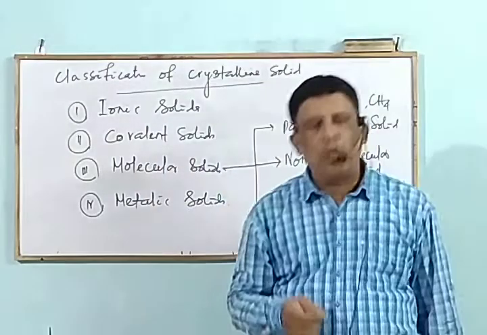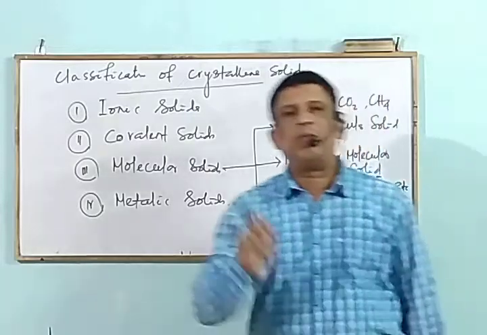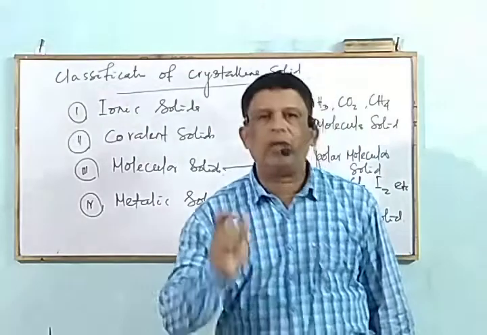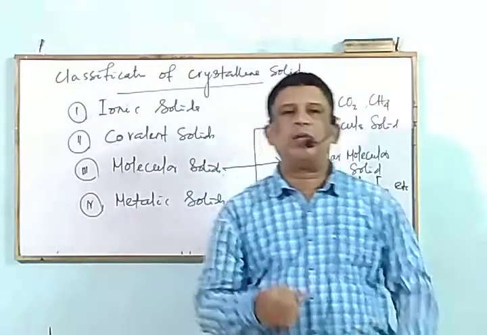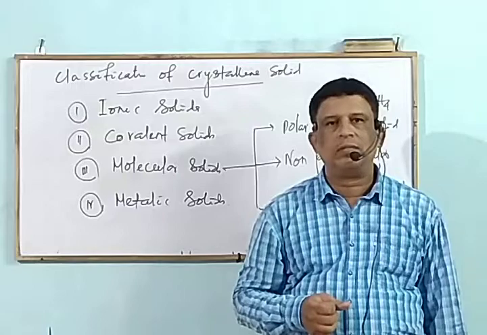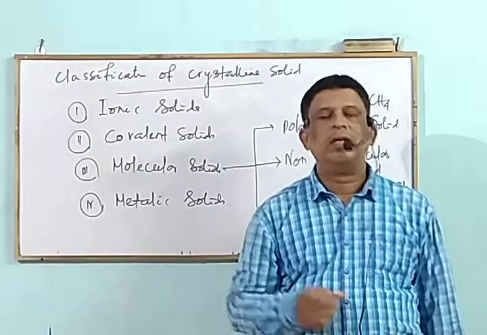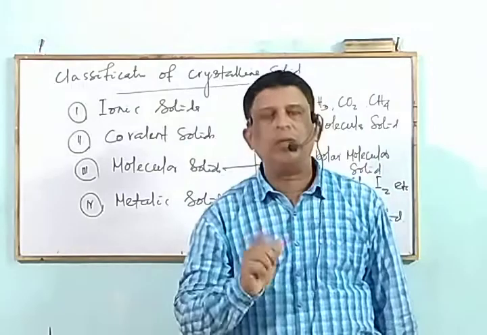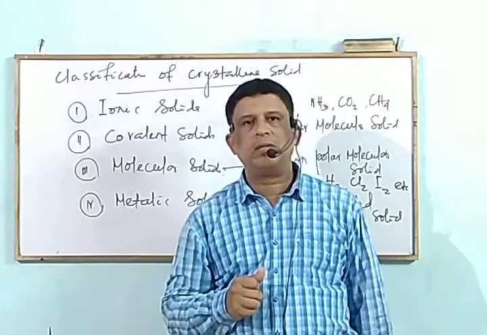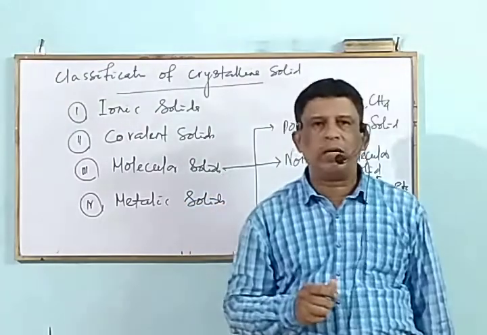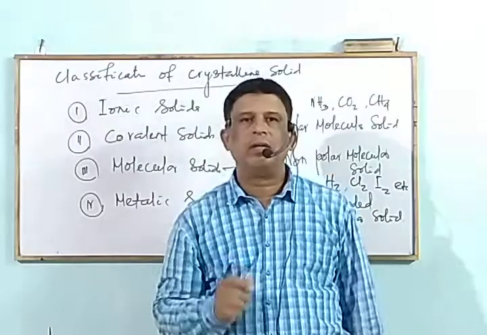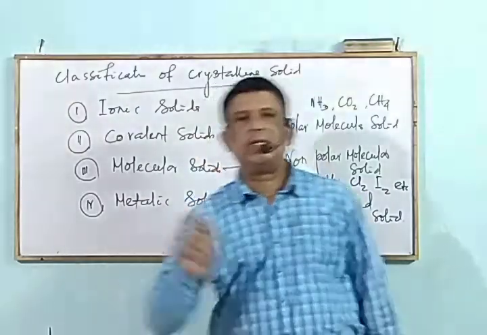Next we go to covalent solid. It is a type of solid in which the constituent particles are non-metal atoms held together by strong covalent bond forming a giant structure. For example, graphite, diamond, silicon carbide, SiC. These are some examples. And they possess some characteristics: they are hard and rigid, possess high value of MP and BP. They are bad conductor of heat and electricity.